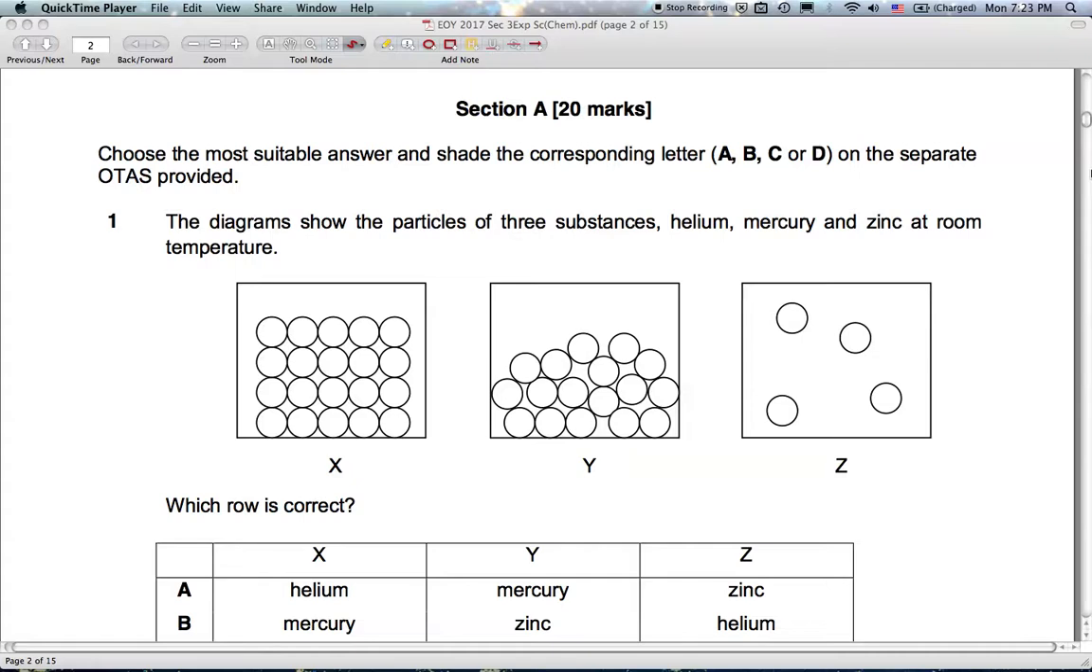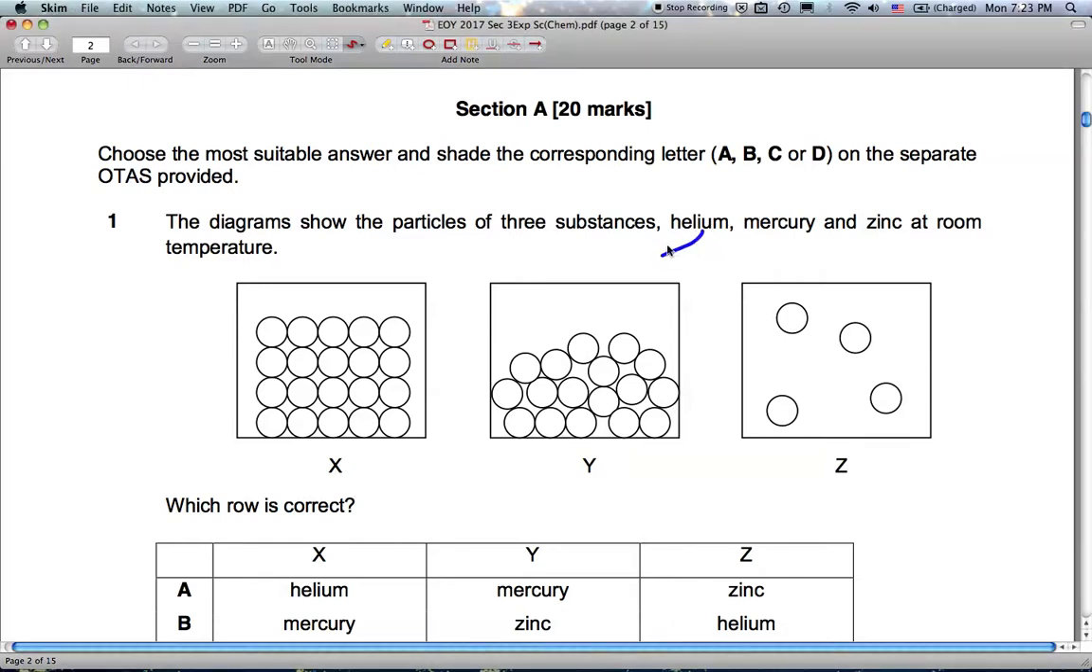Okay, so we have a diagram here which shows the particles of three substances, helium, mercury and zinc at room temperature. So based on what you know, we can identify that helium is a gas at room temperature, mercury is a liquid at room temperature, and zinc is a solid at room temperature. So all we want to do is to match the arrangement of the particles to the correct element.